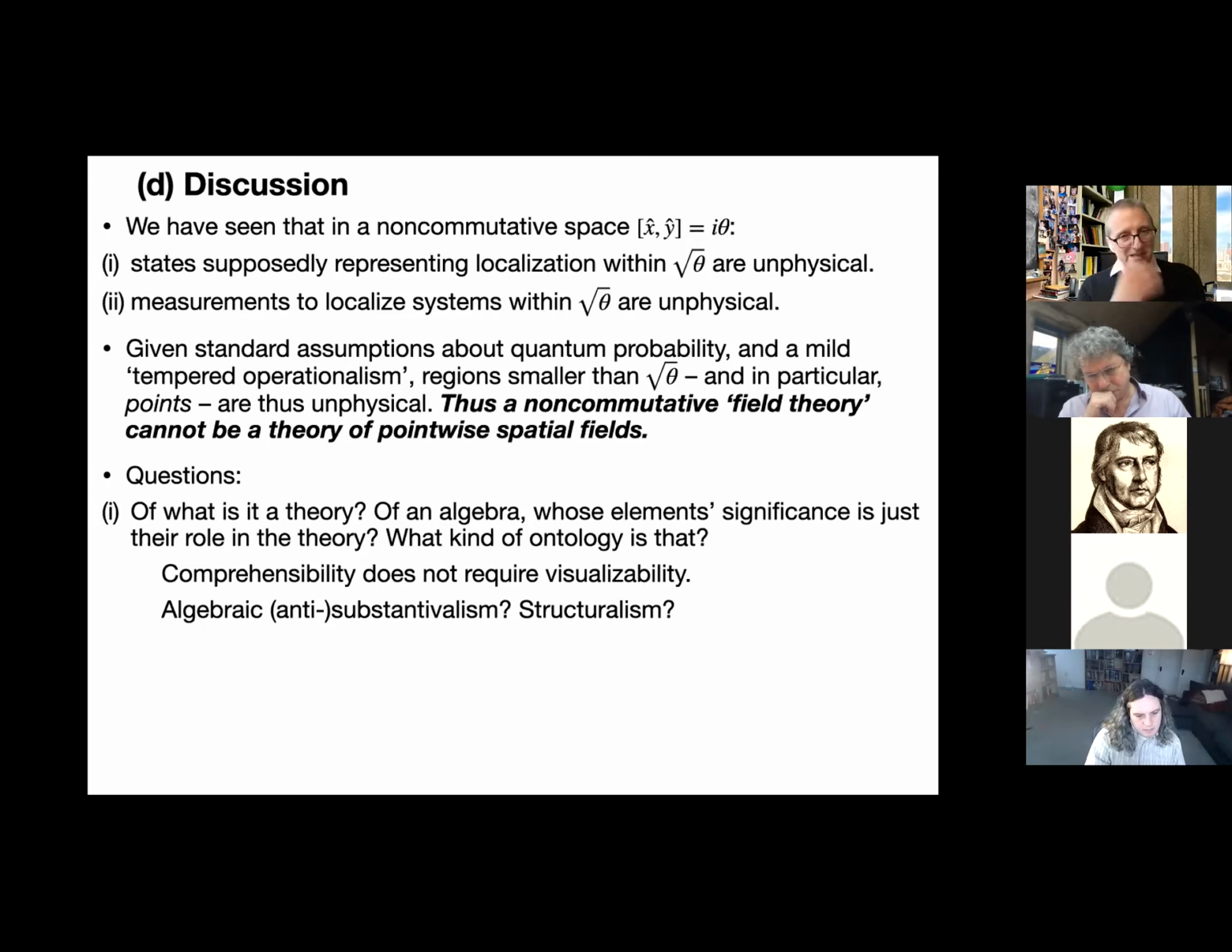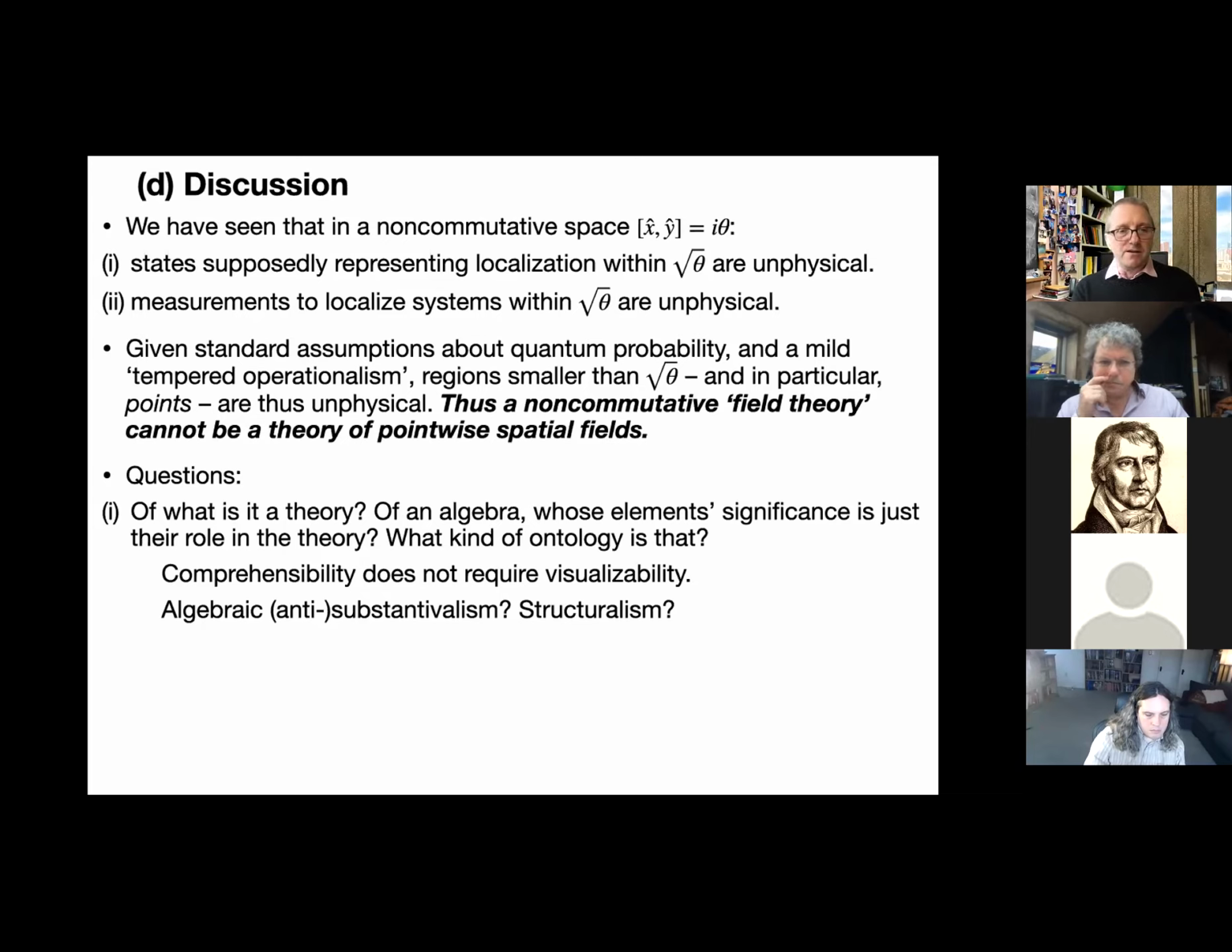So one thing we argue in the paper is that comprehensibility doesn't require visualizability. So if your objection is "I can't picture this," then that's really no objection at all. And if you buy that, then one has to move on to think about how one should understand such a theory. And then we have some discussion of some options you might want to try there.